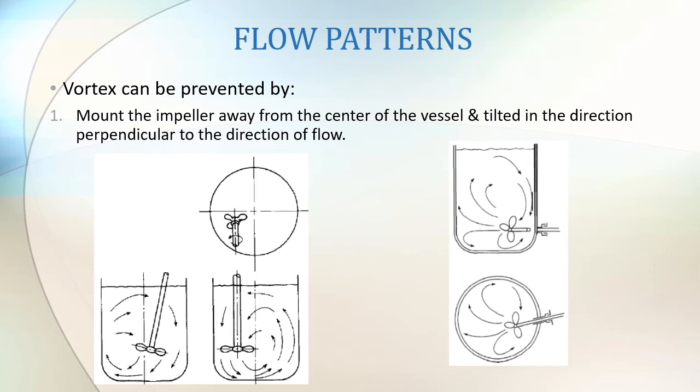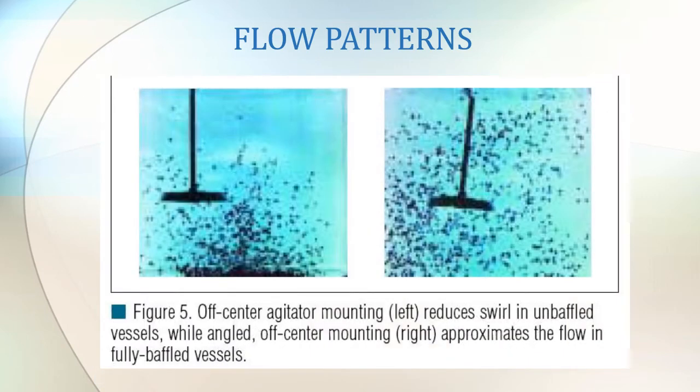The second one is that the impeller shaft is tilted at an angle. So instead of having a straight center, you tilt it at an angle, and by having this, you can prevent the formation of vortex. This is an image of how the flow pattern looks if the propeller is mounted offset from the center line, not in the center, and then this is how it looks if it is tilted at an angle. You can see here the mixing is better as compared to the center mounted.